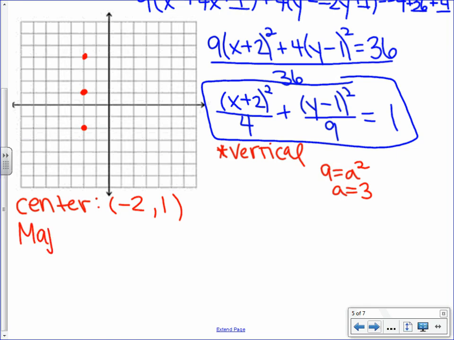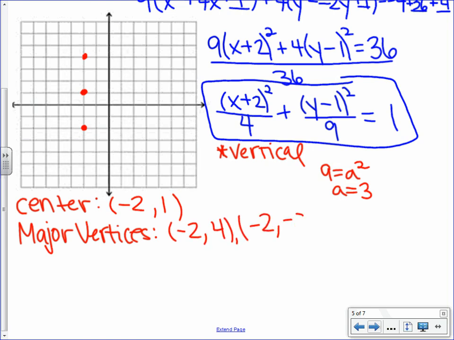So what I'm going to call our major vertices, okay, I've plotted them. Now I'm going to look at my graph and name them. So this is negative 2, 4. And negative 2, negative 2. Okay. You can also think of, since 9 is associated with y, I'm moving 3 vertically.